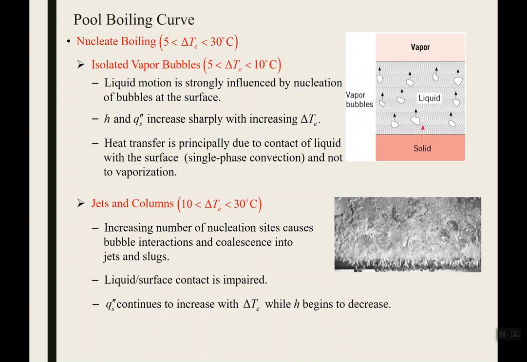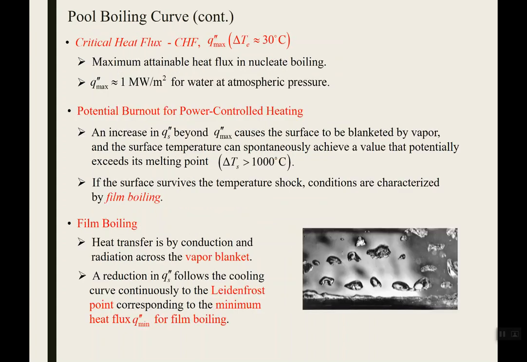Then when you start getting into jets and columns, you get more nucleation sites. The liquid surface contact starts to be a little bit impaired because now you're getting all these bubbles forming. So q continues to increase with delta T, but h begins to decrease. That's when our curve stops being so sharp and starts to get toward that critical point. Once we get to the critical point, that's the maximum attainable heat flux you can get with nucleate boiling. Beyond that, you're getting into the transition going to film boiling.